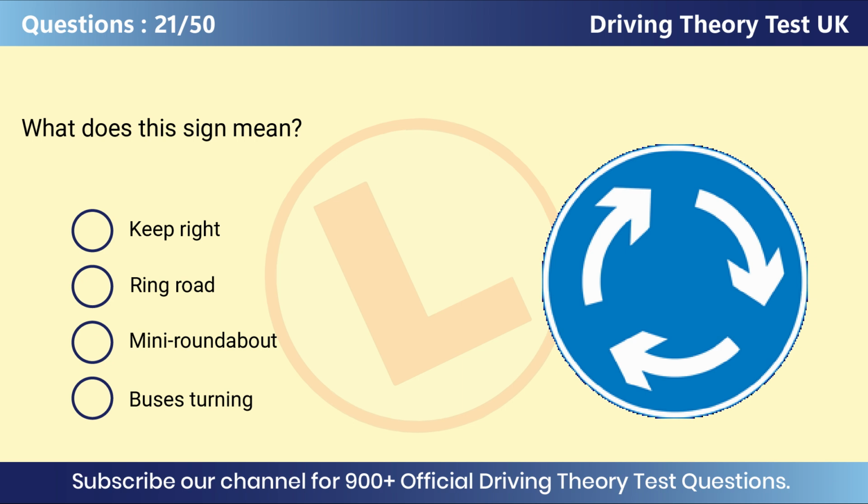Question 21. What does this sign mean? A. Keep right. B. Ring road. C. Mini roundabout. D. Buses turning.